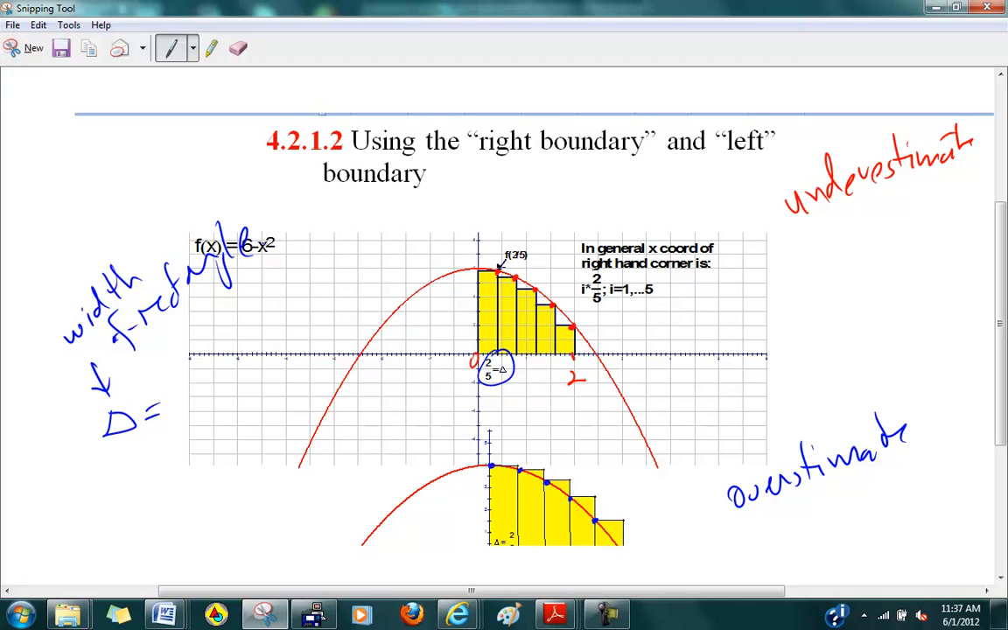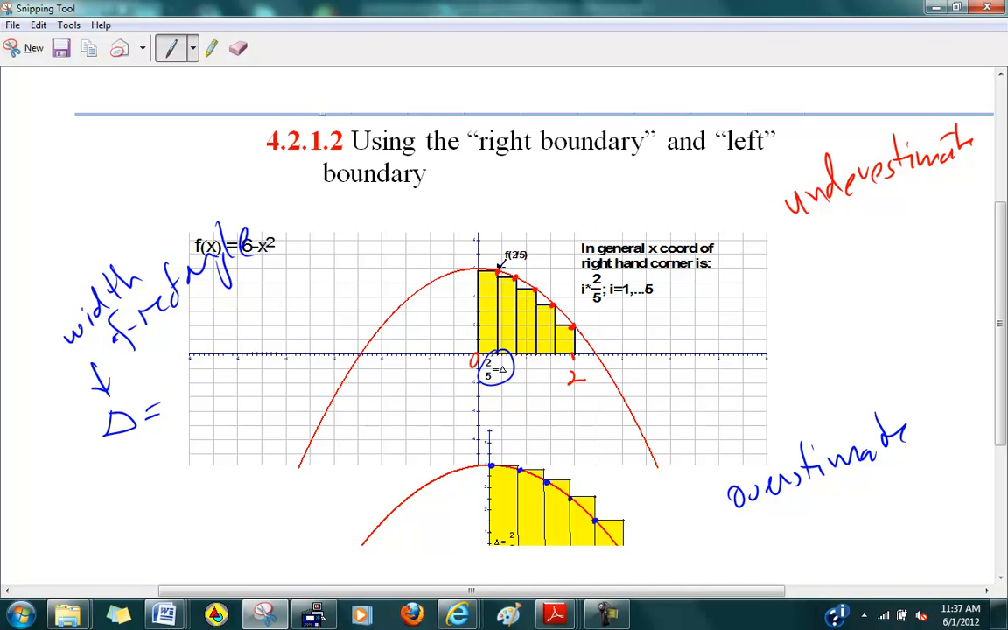Okay? It is i times 2 over 5. i goes from 1 to 5. I'm doing 5 rectangles in this picture. So the general idea is to do more and more rectangles. As you do more and more rectangles, what do you think is going to happen to the area?